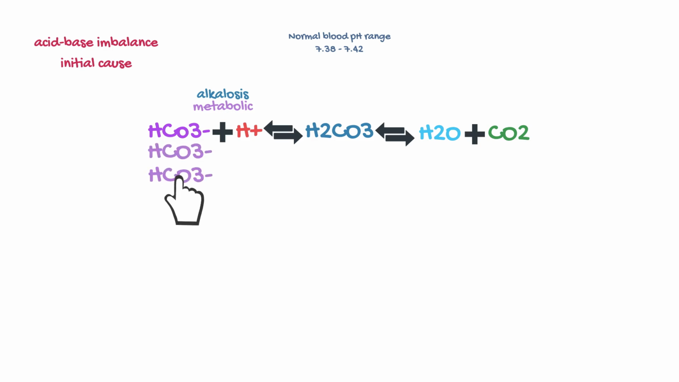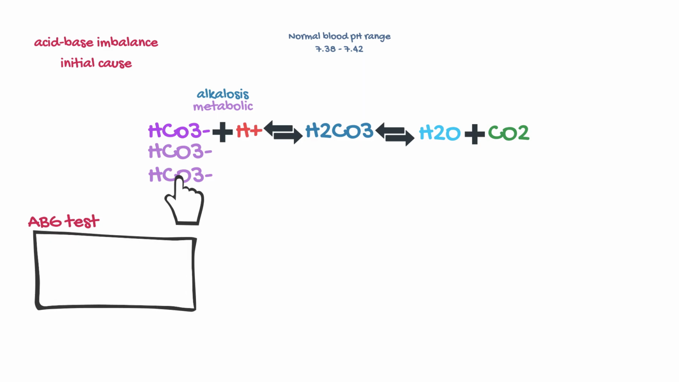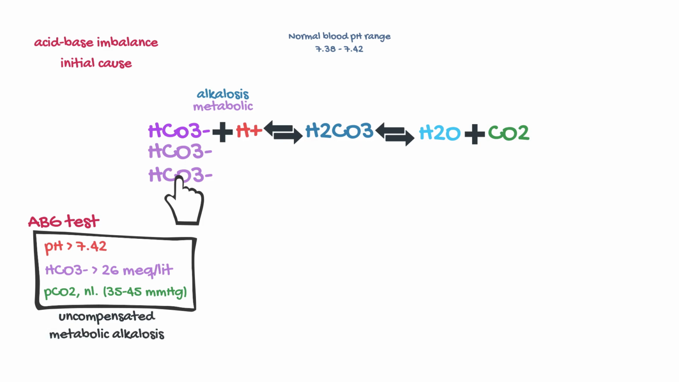So the first thing to see in an arterial blood gas test is an alkalotic pH with a higher level of bicarbonate ions. Up to this moment, the PCO2 is still in normal range, and we have an uncompensated metabolic alkalosis.